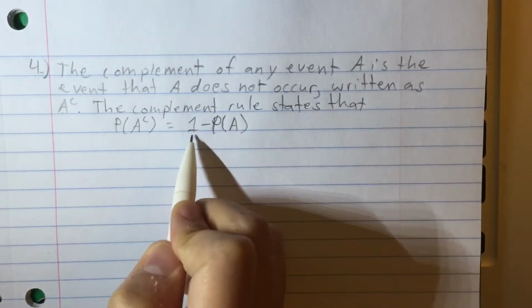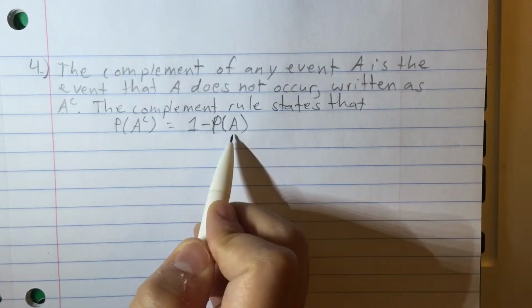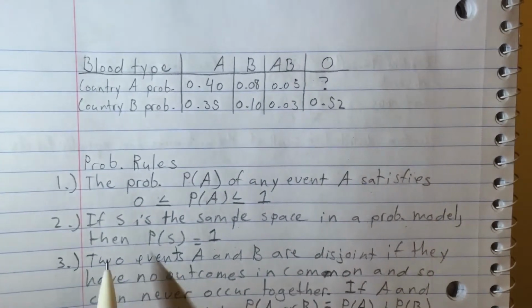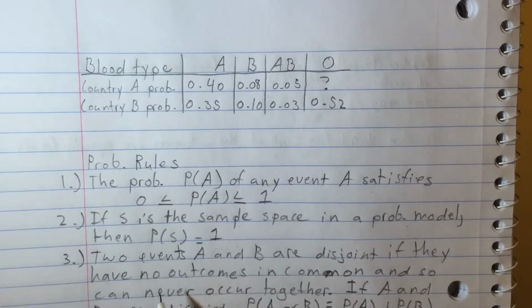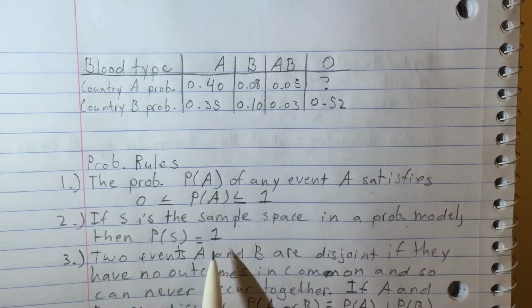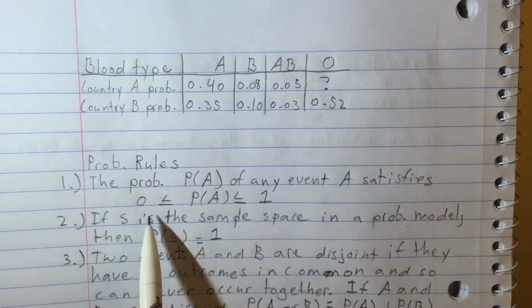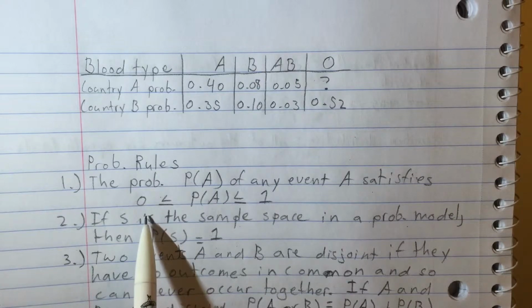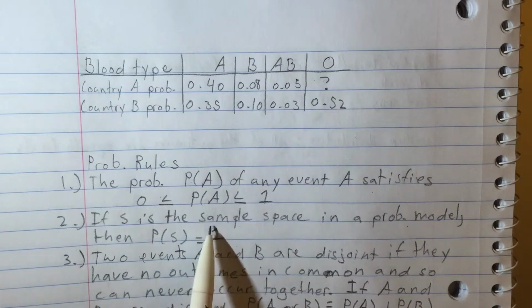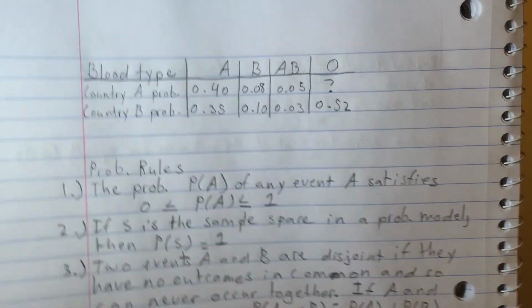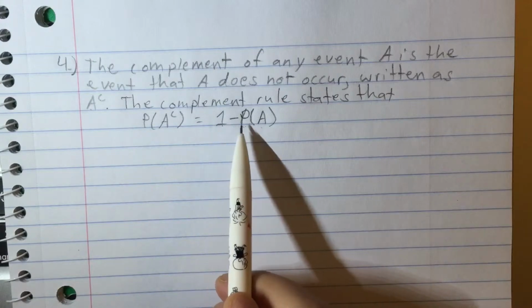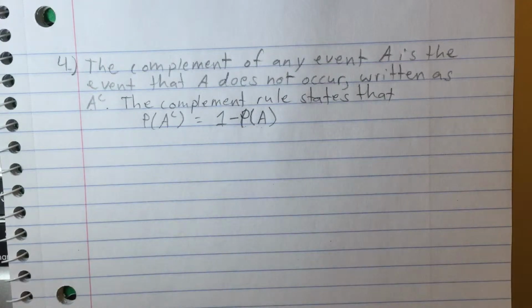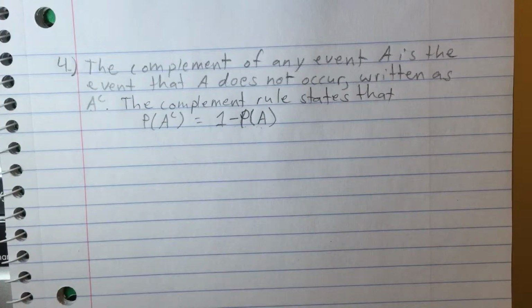The reason it is 1 minus the probability of A is because, as stated in rule number 2, if S is the sample space in a probability model, then the probability of S is 1. Any probability is always out of 1, and it is between 0 and 1. So, again, for rule number 4, you do 1 minus the probability of A. That gives us our 4 probability rules.